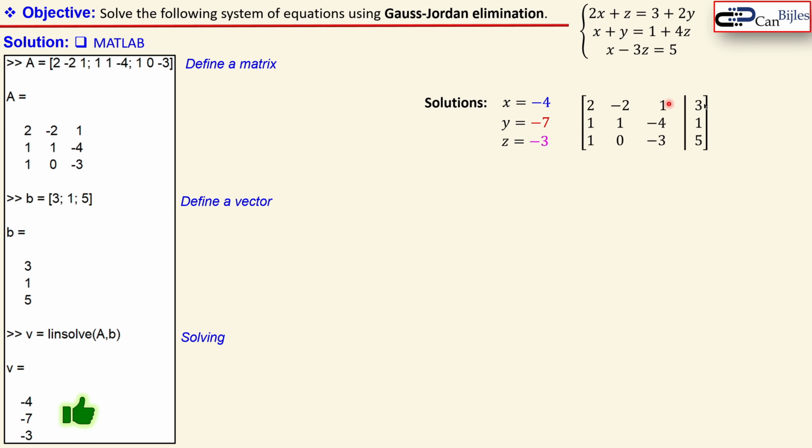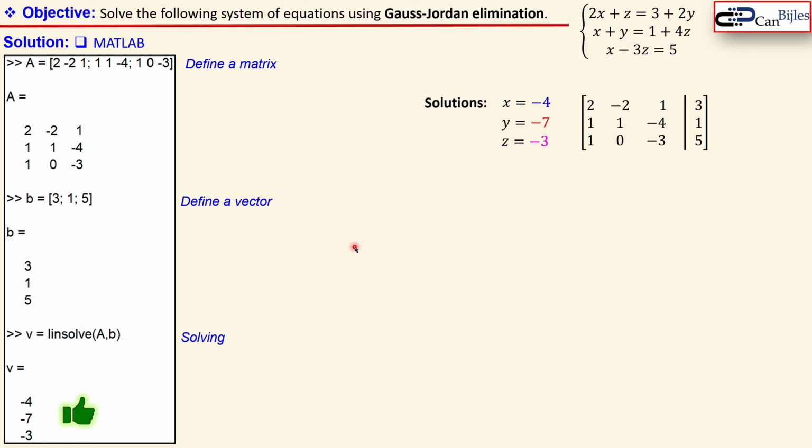From this matrix, you see here 2, minus 2, 1. This is the standard form. You see that also here: 2, minus 2, 1, 1, 1, minus 4, 1, 0, minus 3. And this vector here, which is the augmented part of the matrix, is given here as b. And then you do this operation, which is linsolve, and then A comma b in the parentheses, and you get v as the vector of the solutions, which is then in order x, y, and z. So that means we have also verified this in MATLAB.